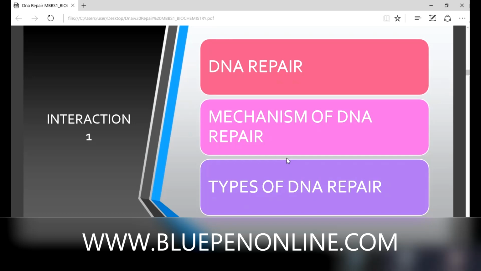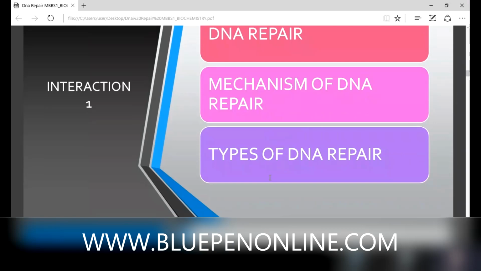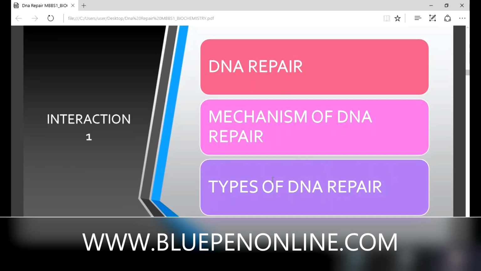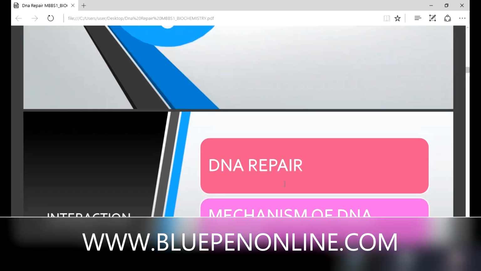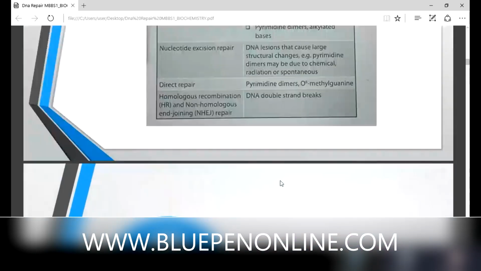Then, just name the types of DNA repair. No need to explain more, we are not entering into detail. Mismatch repair, base excision repair, nucleotide excision repair, and direct repair. One more is homologous recombination and non-homologous end-joining repair.